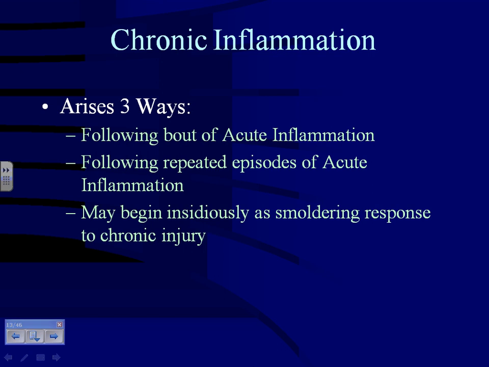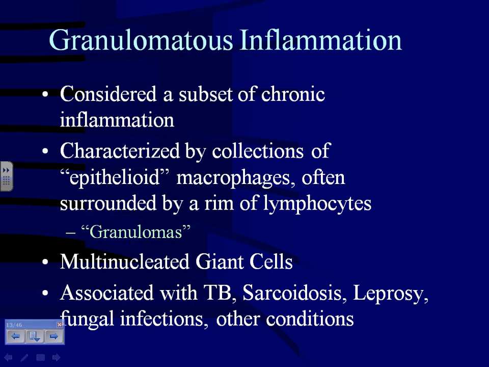All right, chronic inflammation arises in three ways. It's generally following a bout of acute inflammation, following repeated episodes of acute inflammation. It may begin insidiously as a smoldering response to some chronic injury. You may not necessarily have an initial acute inflammatory response in that setting. Again, I mentioned earlier that granulomatous inflammation is considered a subset of chronic inflammation. It's characterized by collections of macrophages that are referred to as epithelioid.